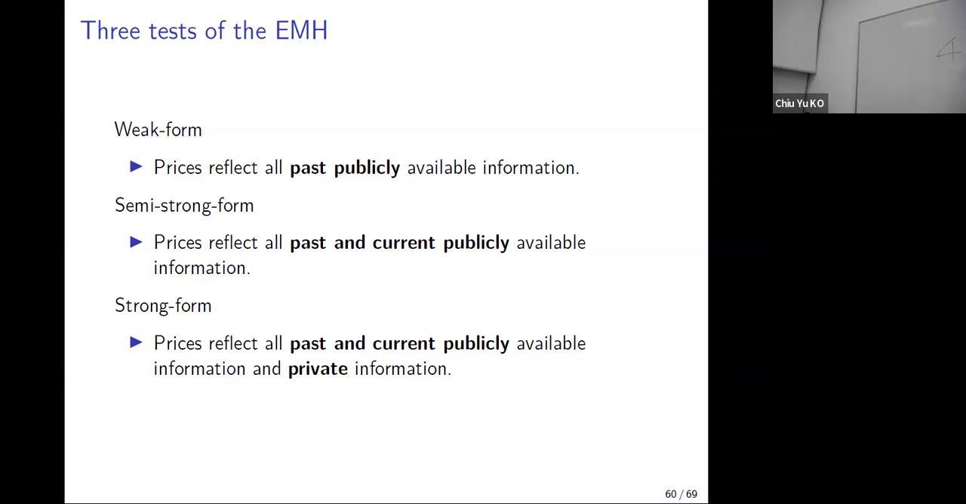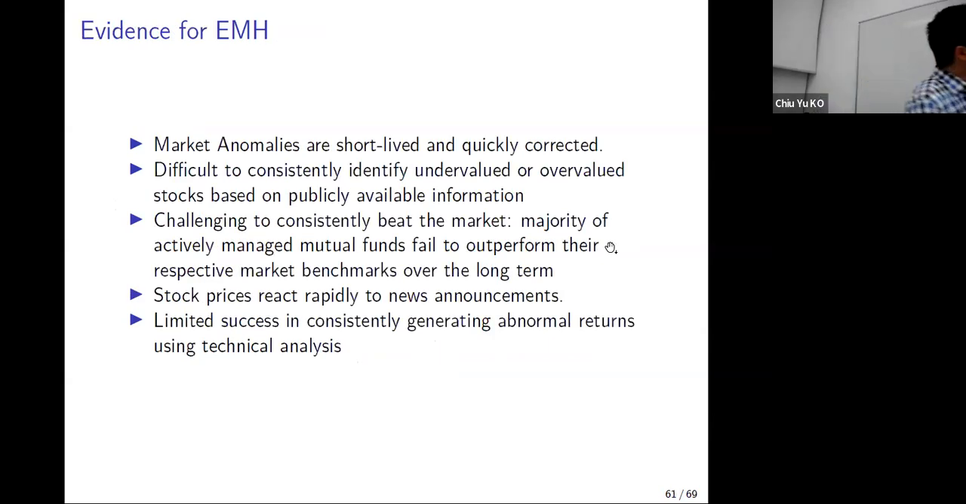Because if you look at the empirical data, you will see that it's very difficult to predict the stock price. Later we will see why. And what evidence? The first is that a lot of market anomalies actually get corrected quickly. A lot of price differences quickly get corrected.